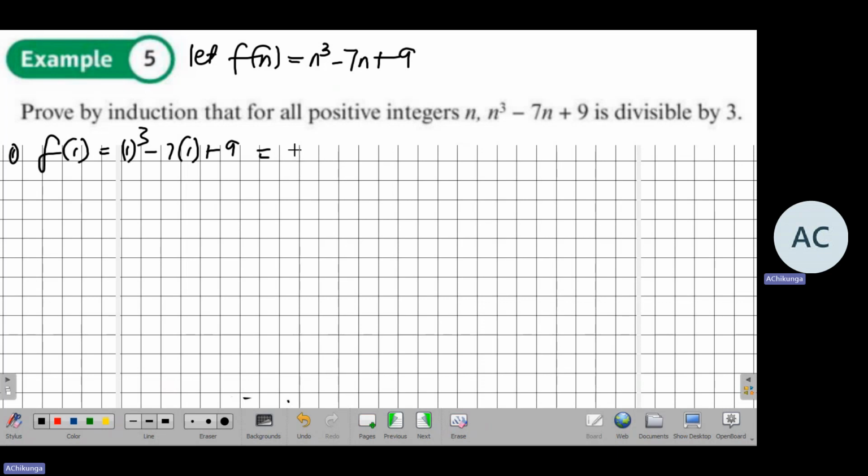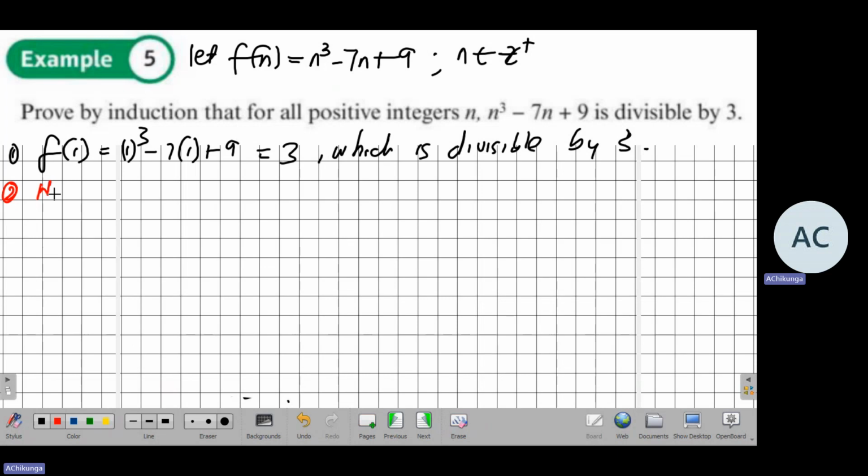Is that okay? So we must also remember that n here has to always be an element of the positive integers. So we can see that f of n is divisible by 3 when n is 1. So you can actually make a conclusion here, which is divisible by 3. Right? Next step is to go to the assumption stage.